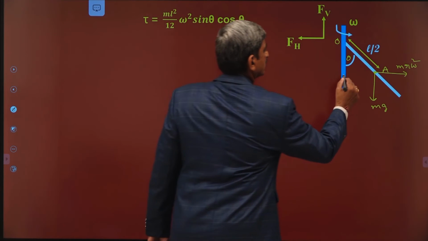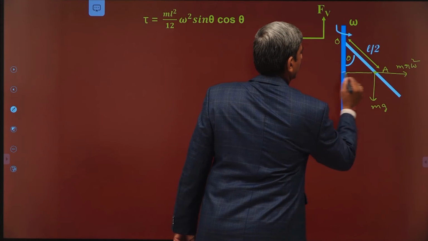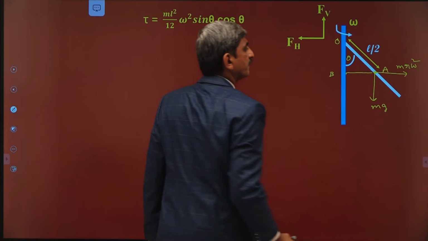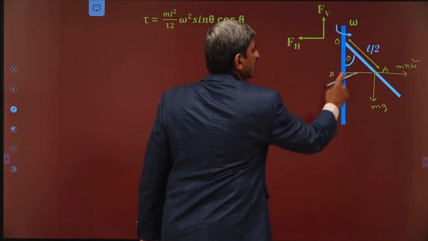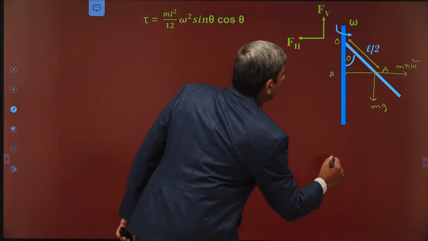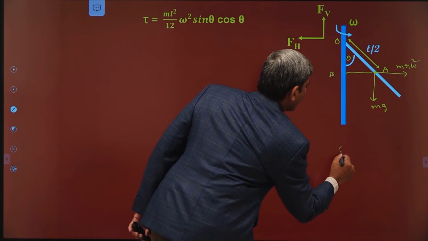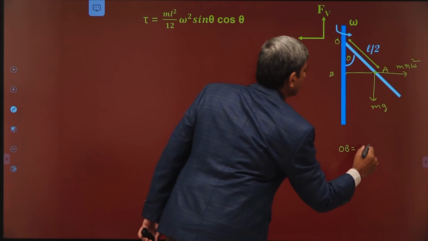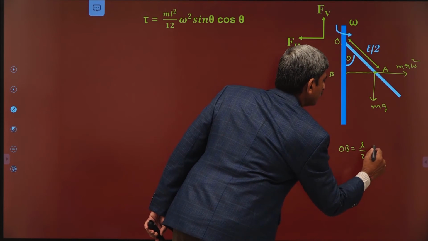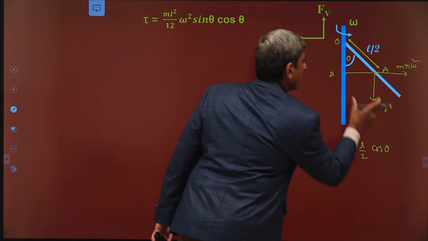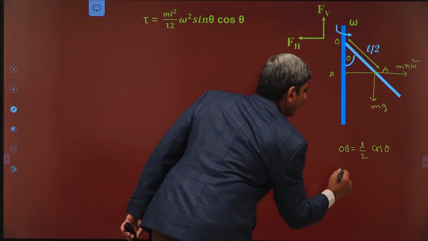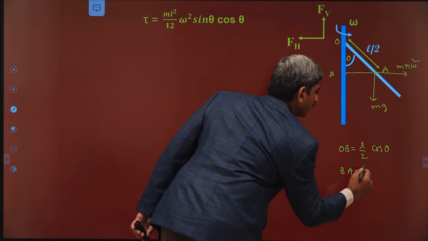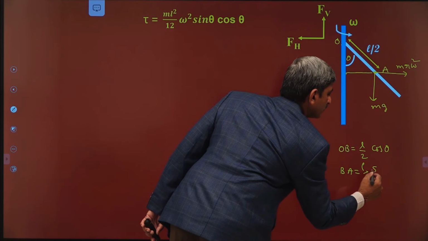For that, let it be the point B. See, here there is a right angle triangle. From this right angle triangle, what can we write? OB is equal to this side, that is equal to L by 2 cos theta, and this side BA is equal to L by 2 sin theta.